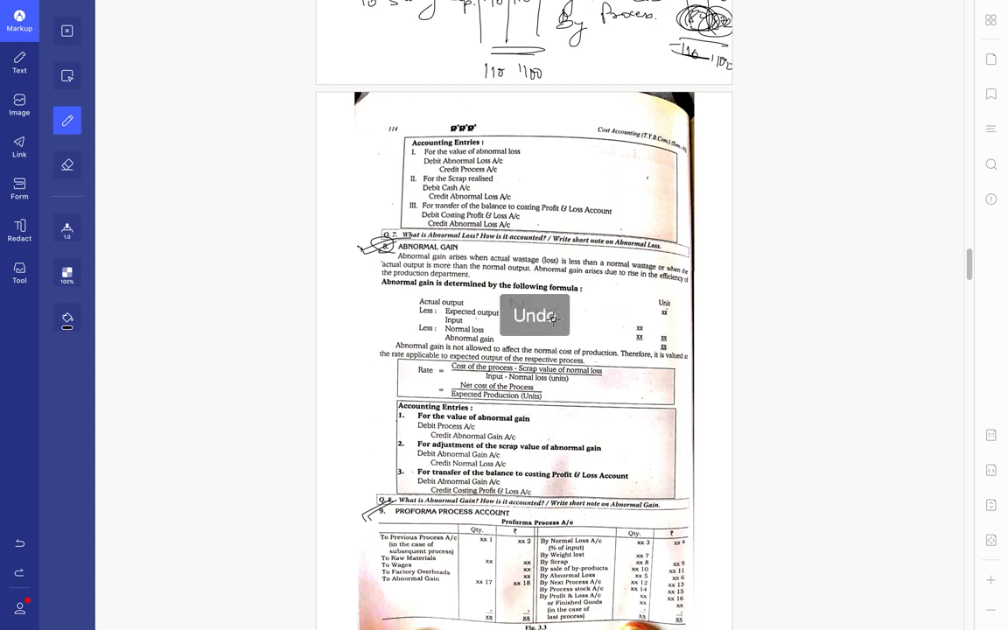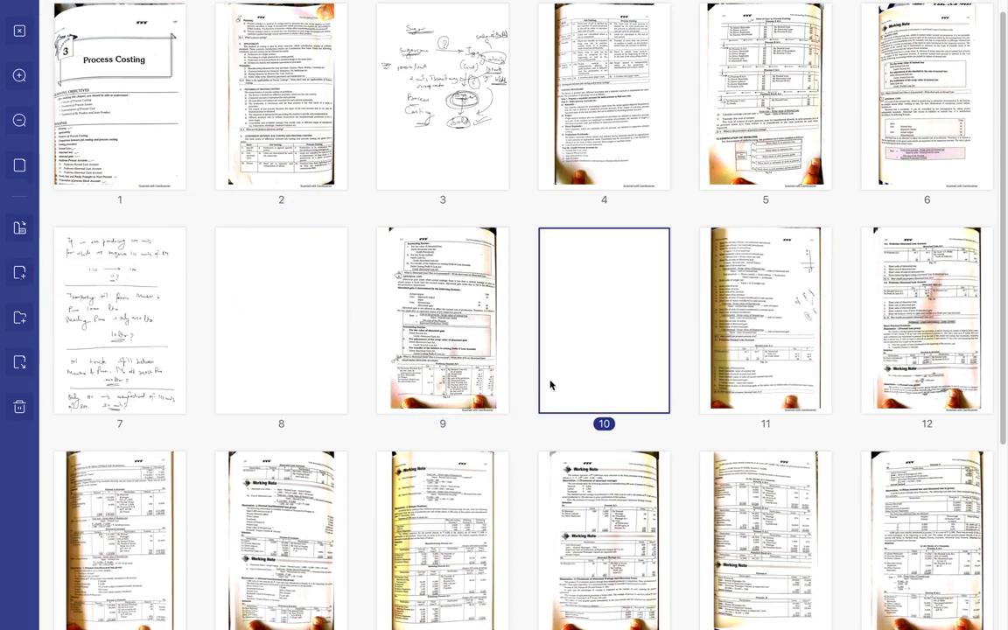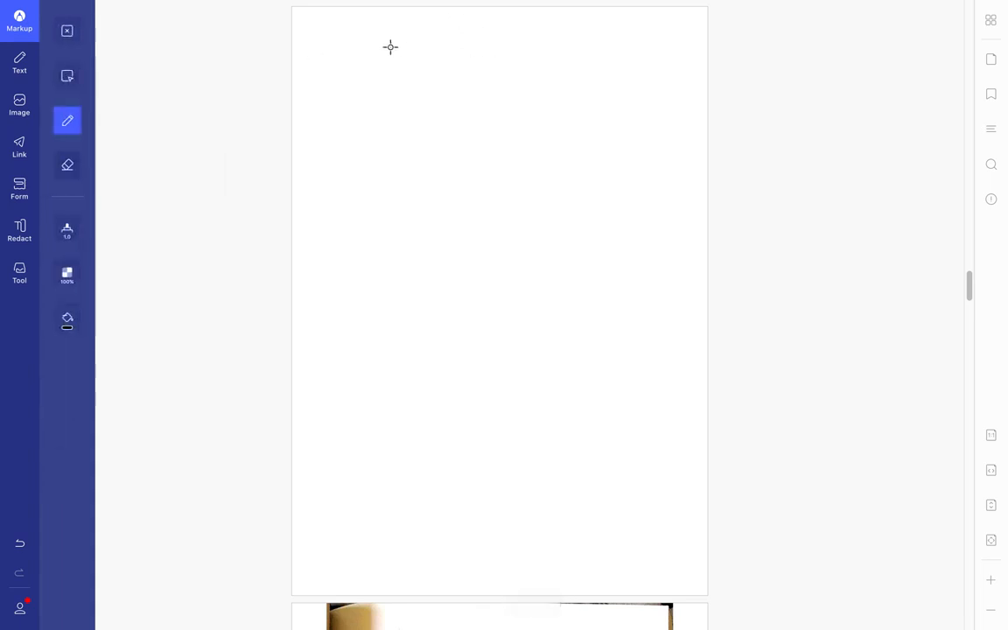Let's say you hire skilled labor. I'm going to add a new page over here. Let's say you hired a new group of skilled labor.